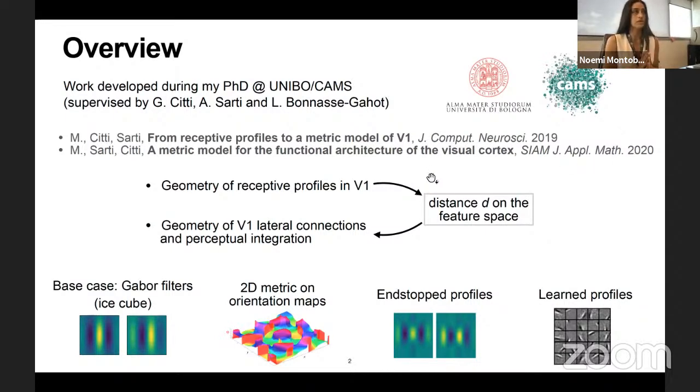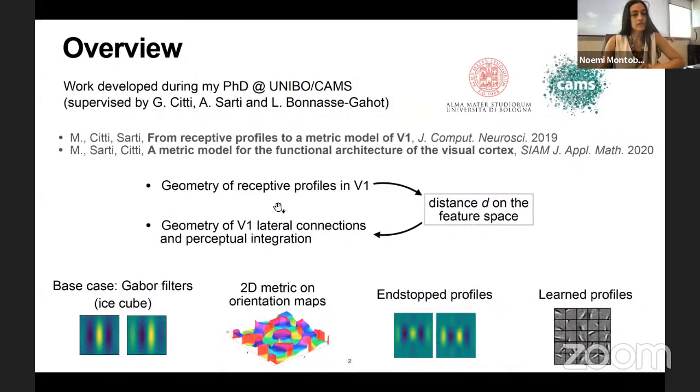We focus on modeling the functional architecture of V1, the primary visual cortex, and the idea was to find an explicit link between the geometry of the feed-forward connections entering V1 and the geometry of the lateral connections happening within this area. Specifically, we characterize the interactions between units in V1 in terms of a distance that is defined on a space of features, and it's induced by the receptive profiles of the cells.